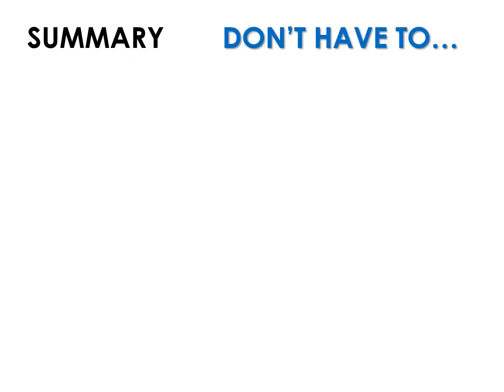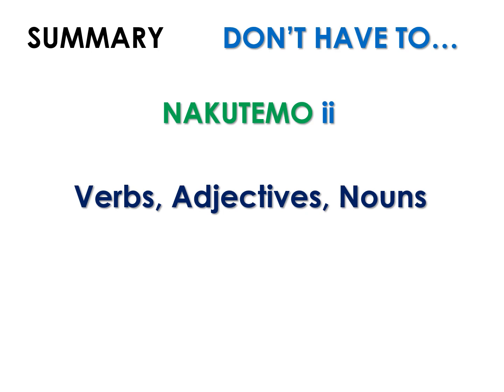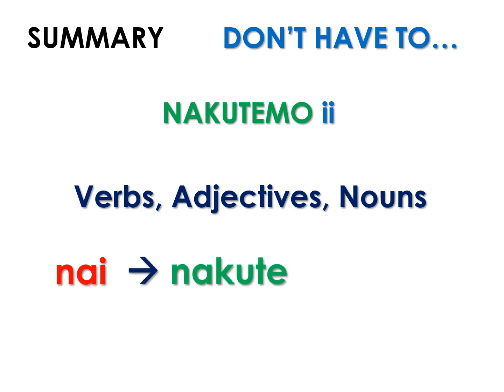To summarize, in this lesson we learned how to say don't have to in Japanese. The conjugation for this is nakutemo ii, and this can be used for verbs, adjectives, and nouns. The conjugation derives from the plain negative or nai form of a verb, adjective, or noun, which is then conjugated to the negative te form or nakute plus the particle mo and plus the adjective ii to form nakutemo ii. Nakutemo ii literally means it's okay even if I don't do, or it's okay even if it isn't. Therefore, you don't have to do, or it's fine even if it isn't.